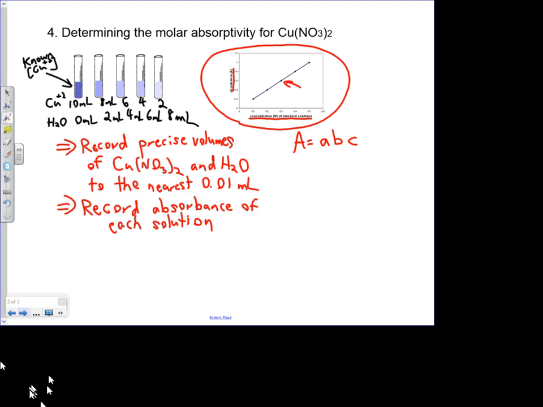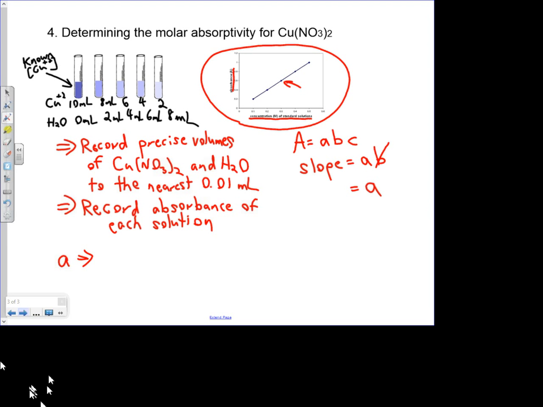that means that the slope of the line is equal to A times B. And if we know B, the path length, is just 1 centimeter, then we can cross that out because it's equal to 1. So our slope is equal to the molar absorptivity. All right. So we're going to find the molar absorptivity using this serial dilution method and recording the absorbance and finding the slope of the line.